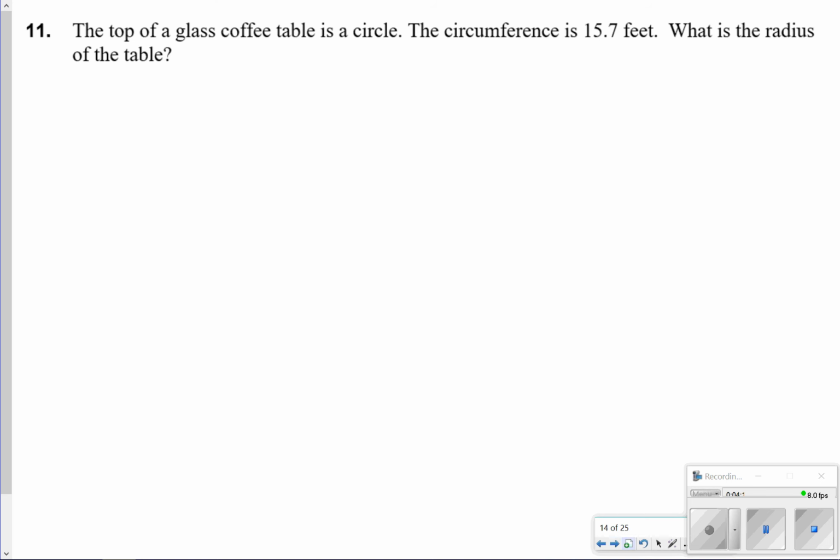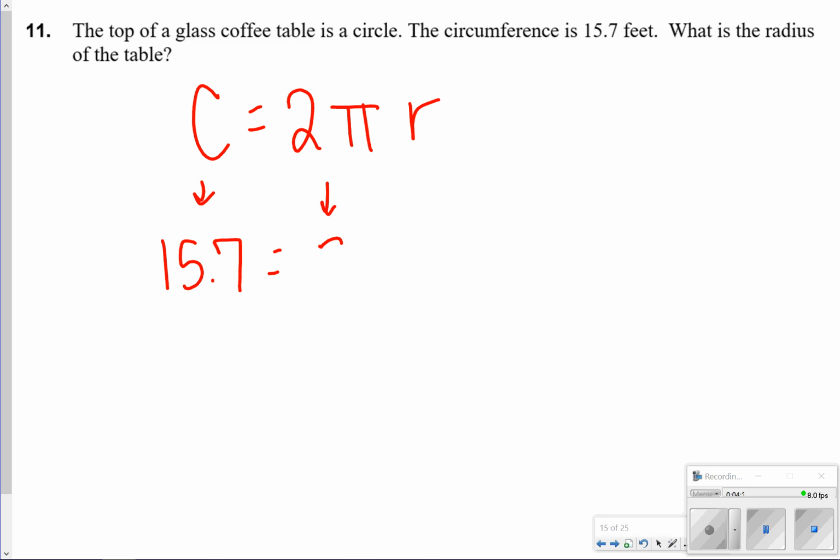Okay. Number 11, the top of a glass table is a circle. The circumference is 15.7. What's the radius? So maybe one thing you could start here is use the circumference formula that has radius in it. 2 times pi times radius. I know circumference is 15.7, so I'm just going to fill in what I know. 2 is equal to 2. Pi is equal to 3.14, and radius is our unsure.